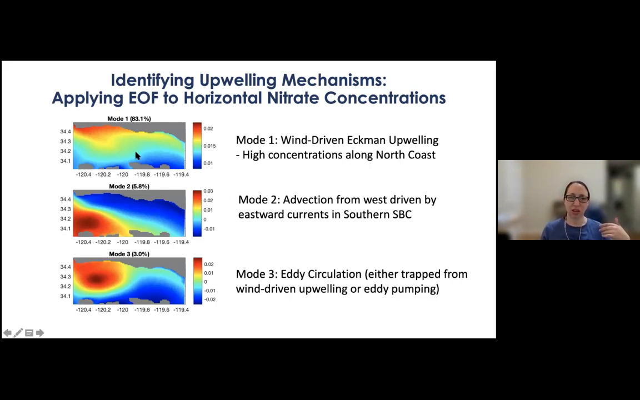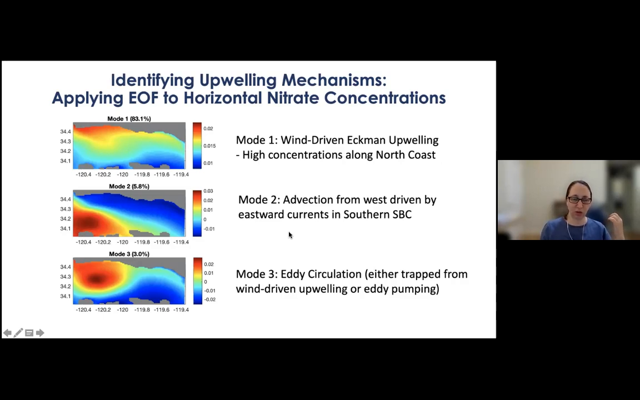The first mode turned out to be extremely dominant, containing 83.1% of the variability. I associated this most closely with wind-driven Ekman upwelling. This is not in concentrations because it's the EOF modes, but basically the positive values represent higher nitrate concentrations, and we see them along the northern coast.